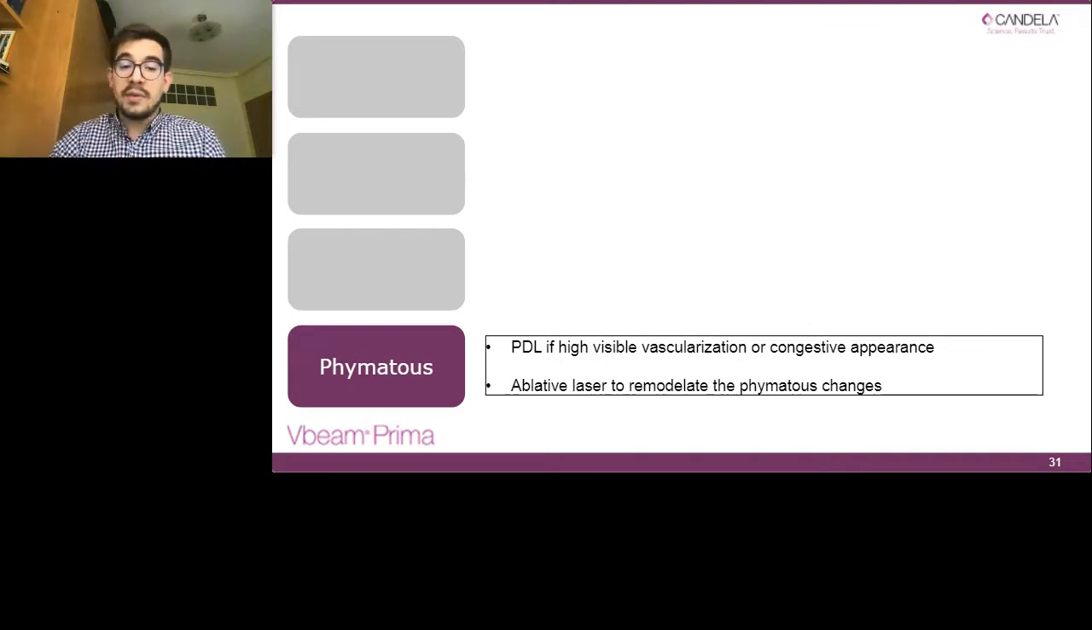Lastly, when phymatous rosacea is concerned, of course, the use of ablative lasers is more useful when treating this kind of rosacea. But if it has a very congested aspect, I prefer to use the PDL first to try to diminish all this redness, all this erythema, all these dilated vessels, and then I use the ablative lasers to try to remodel the soft tissues.